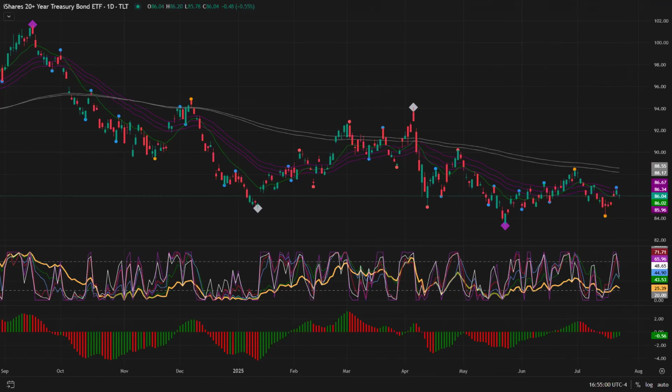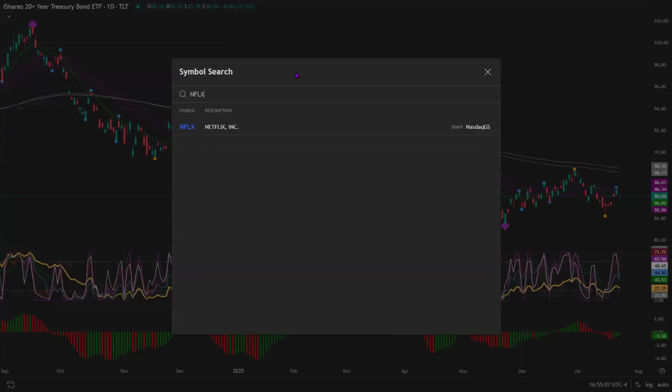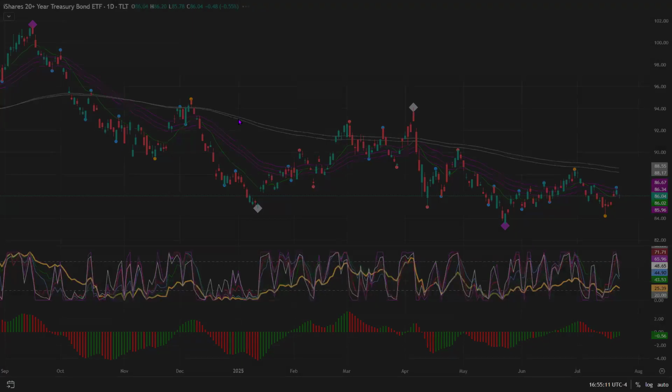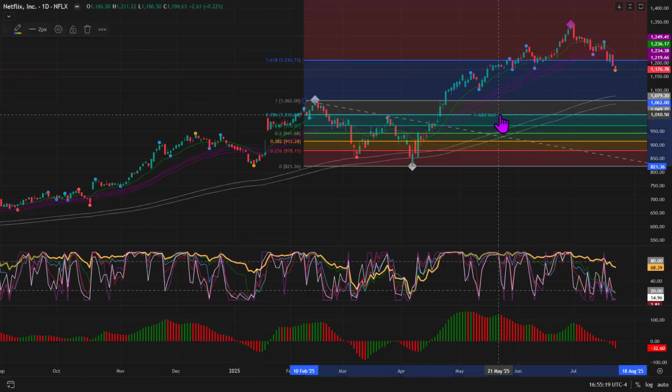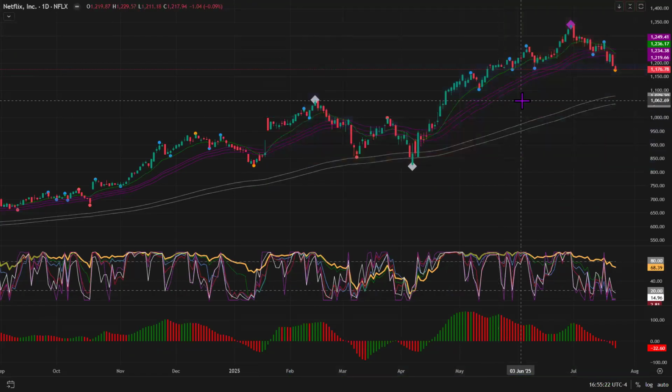And not even looking at the fundamentals. I'm not even looking at that. I'm just looking at the chart. Okay, Netflix. I guess I ran a Fibonacci here. Let me just take that off for a second. Look at this. This was a breakout force setup right over here. When everything's set up for a buy here.